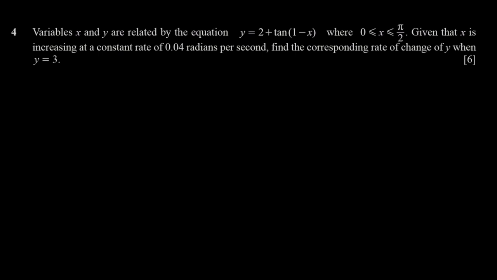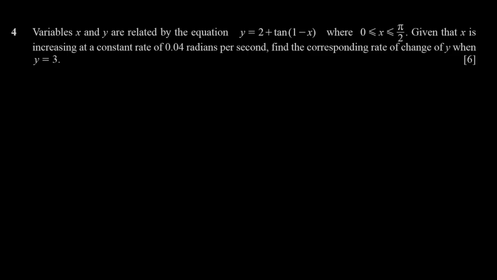All right, here we are in question 4, which is a connected rates of change style of question. We've got the variables x and y related by this particular equation, where x is between 0 and pi by 2. We're given that x is increasing at a constant rate of 0.04 radians per second, and we want to find the corresponding rate of change of y when y is equal to 3.